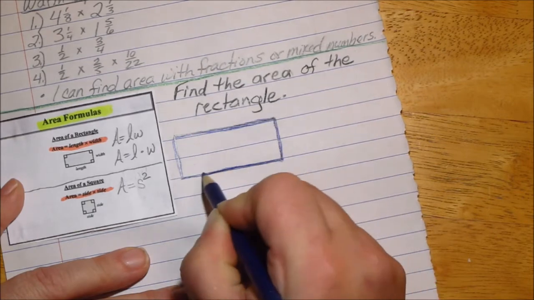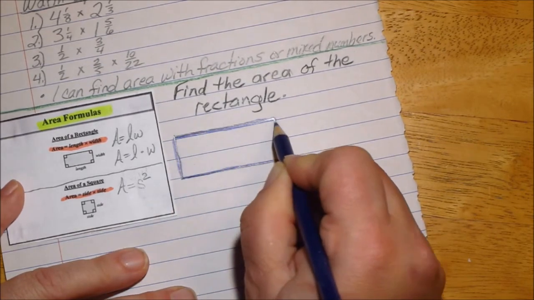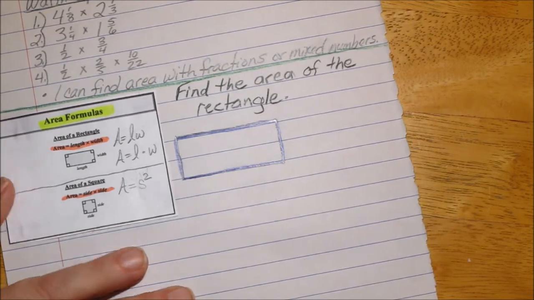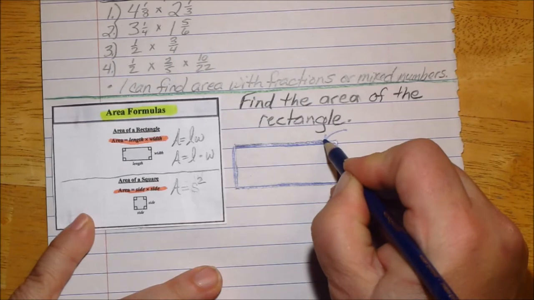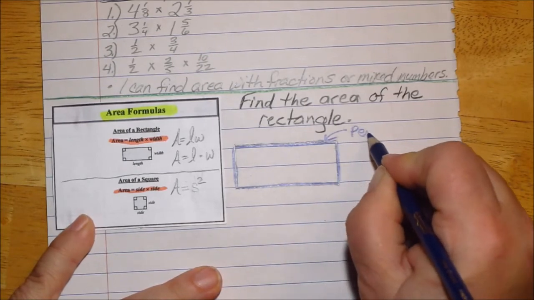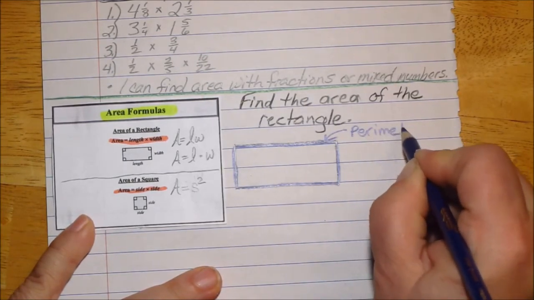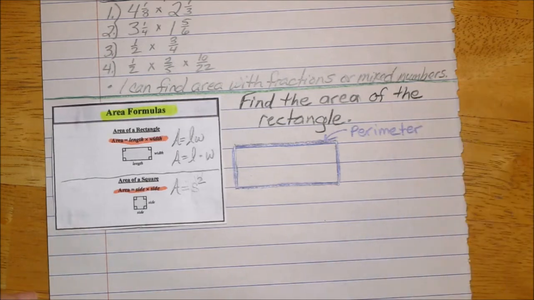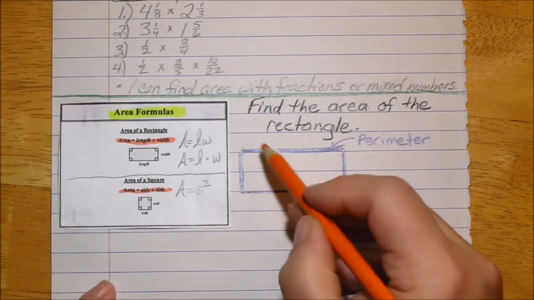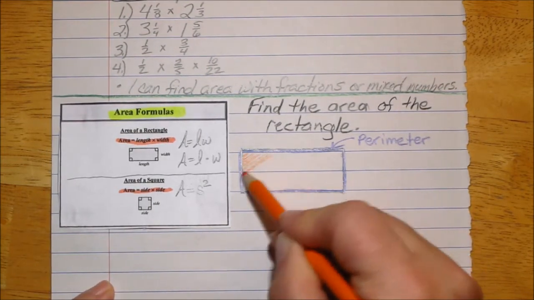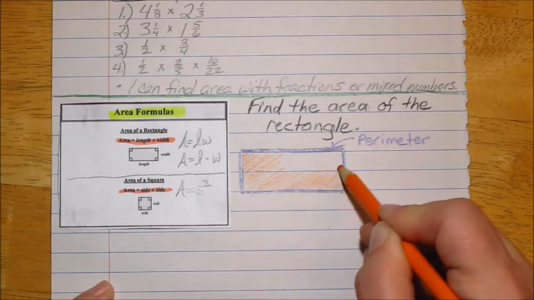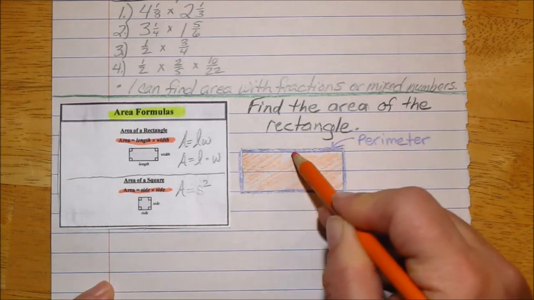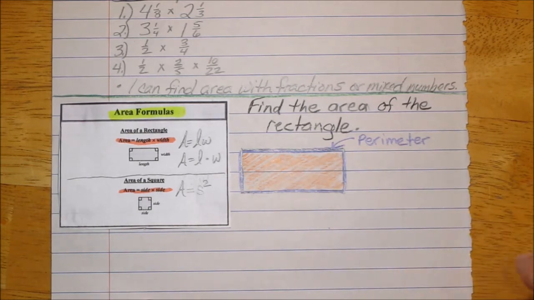Okay, what I'm tracing here is the perimeter of this shape. We're not talking about perimeter in this lesson, right? We're not talking about perimeter, okay? I'm going to go ahead and label that so we remember. That is perimeter. But what we are trying to find is the area of this polygon, this rectangle, and that's everything inside the perimeter. Everything inside the perimeter is the area. The area is what we are going to be looking at here.